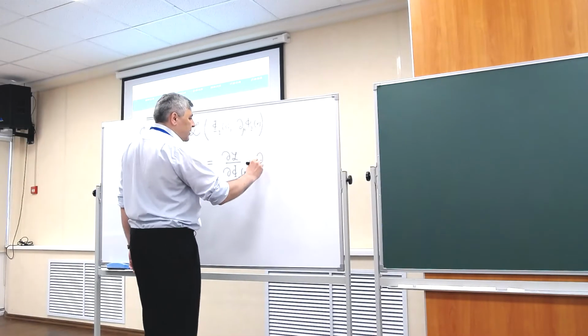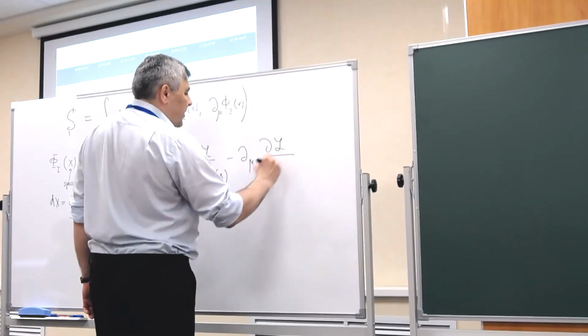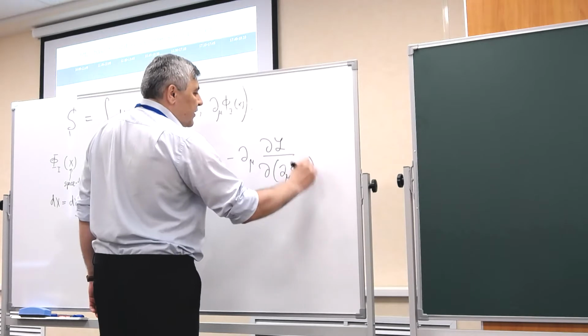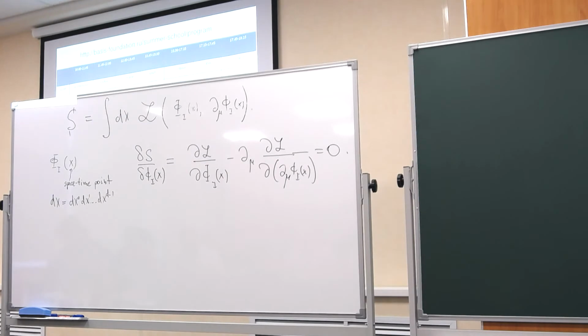Integral over the space-time of a Lagrangian density, which I denote by L, and this Lagrangian density is assumed to be a local function of the fields phi I of x and of their first space-time derivatives.